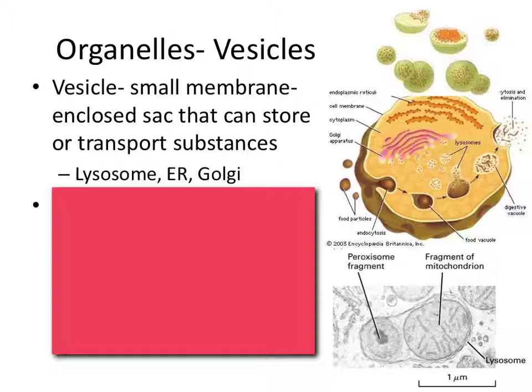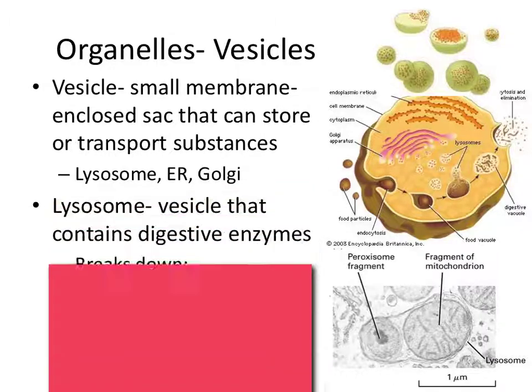Another set of organelles inside the cell are types of vesicles. A vesicle is a small membrane-enclosed sac or bag that can store or transport substances. And there's a bunch of different organelles that are made out of vesicles, including the lysosomes, the ER, which stands for endoplasmic reticulum, and the Golgi, or the Golgi body, Golgi apparatus. We're going to focus on each one of those individually right now.